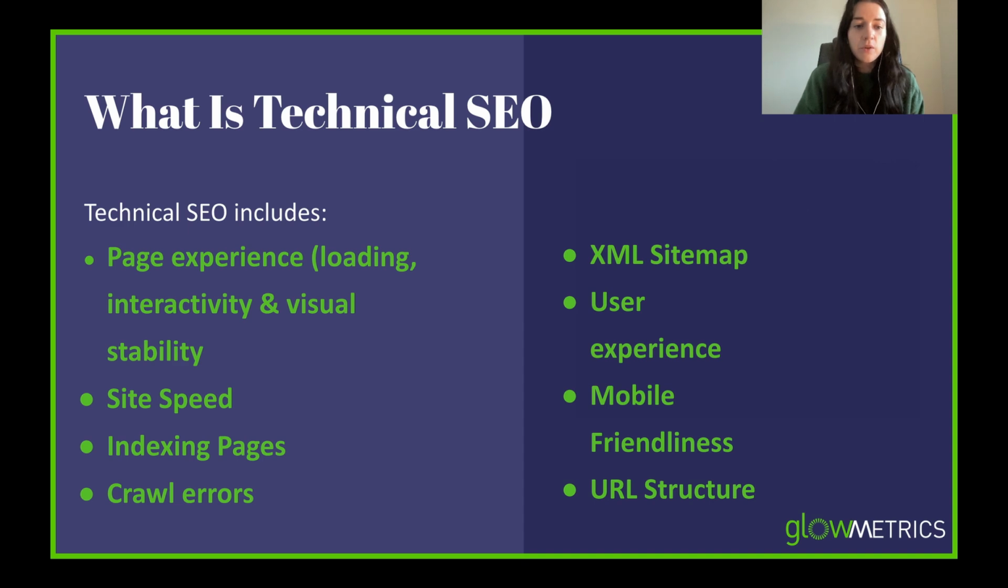Indexing pages. So again, looking at what pages are being indexed and what pages aren't being indexed. You can use the Google Search Console for this. And identifying any crawl errors, any 404s, things like that, that are stopping Google from actually crawling your pages, and making sure that you're fixing them. Your XML sitemap, so those really important web pages that you want Google to find, you want to make sure that that's all up to date and in your sitemap.